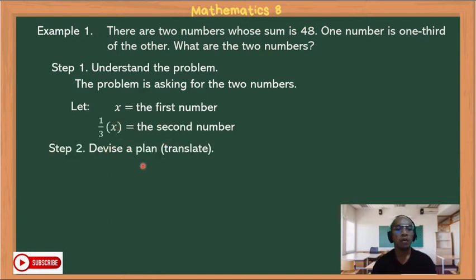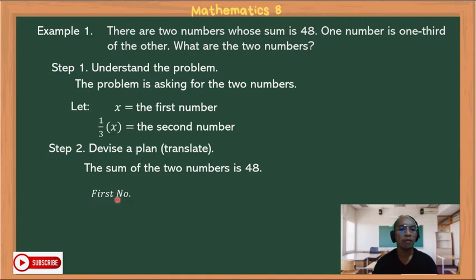Now, devise a plan. We are going to translate the given situation into an equation. According to the statement, the sum of the two numbers is 48. So first number plus the second number is equal to 48. Since our first number is represented by x, plus the second number represented by 1/3 of x, or x over 3, that would be equal to 48. Now, this is the resulting equation given the condition of the problem.